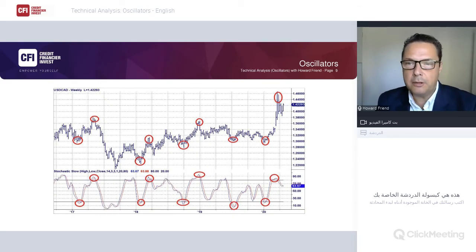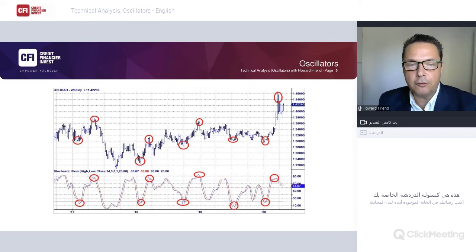This one's a much longer term time frame chart. This is the dollar against the Canadian dollar, US dollar CAD, loonie. And you can see it's plotted with the stochastic oscillator, 14 period, 14 week in this case. The stochastic has a slightly wider neutral zone between overbought and oversold, and that's 20 and 80. These are the default settings for the stochastic oscillator.